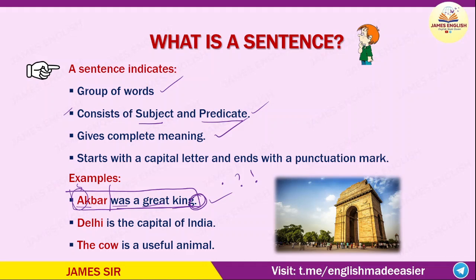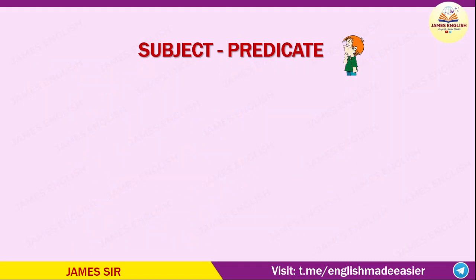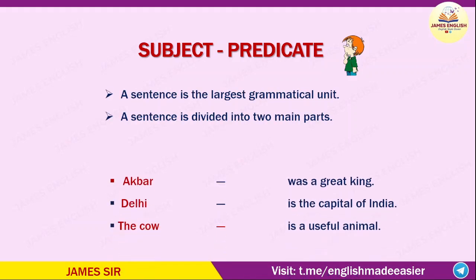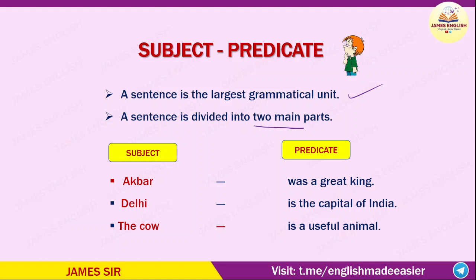Now, having learned what a sentence is, let us try to analyze the parts in a sentence. They are subject and predicate. What is subject and what is predicate? Please remember, a sentence is the largest grammatical unit. A sentence is basically divided into two main parts. How many parts? Two main parts. They are subject and predicate.